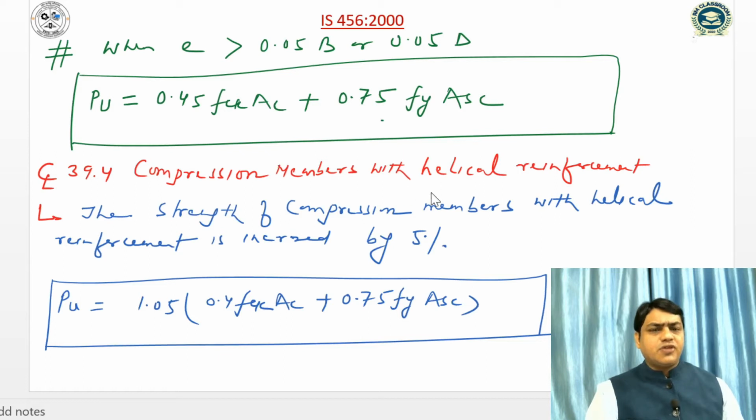Similarly, compression member with helical reinforcement. For the helical reinforcement, the axial load is increased by 5%. So we can write PU is equal to 1.05 times (0.4 FCK AC plus 0.75 FY into ASC). Here, 0.4 FCK plus 0.67 FY into ASC.